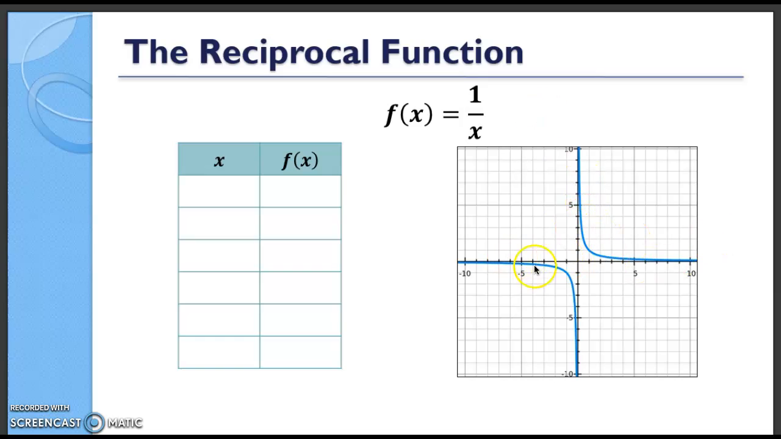Okay? You would get this graph. If we were to plug in 1, we would get 1. If we were to plug in 2, we'd get 1/2. If we were to plug in 1/2, we would get 2. Okay? And then the negatives of those as well.